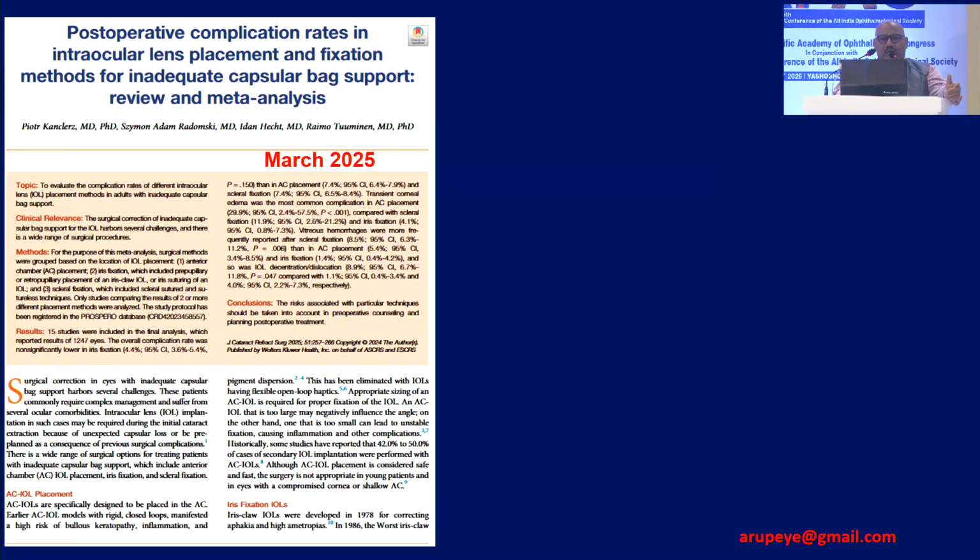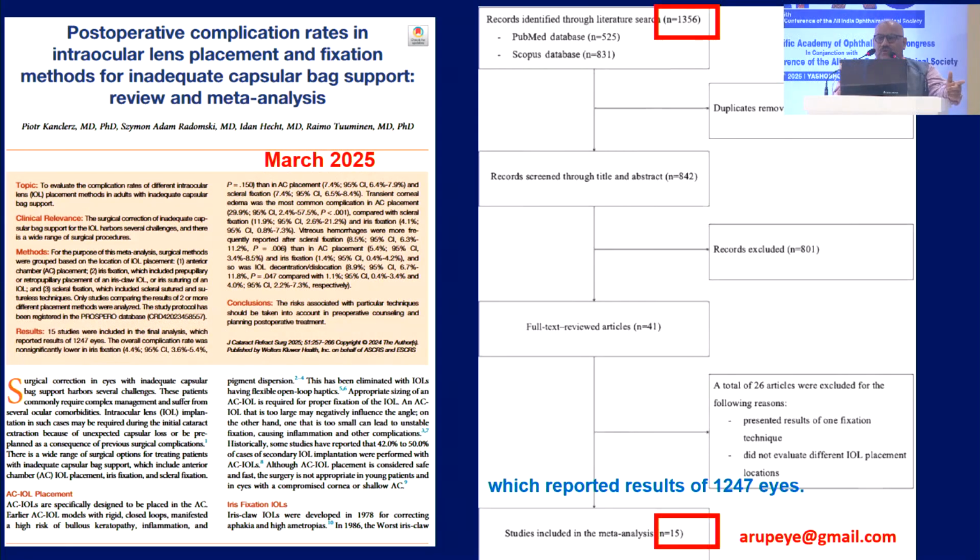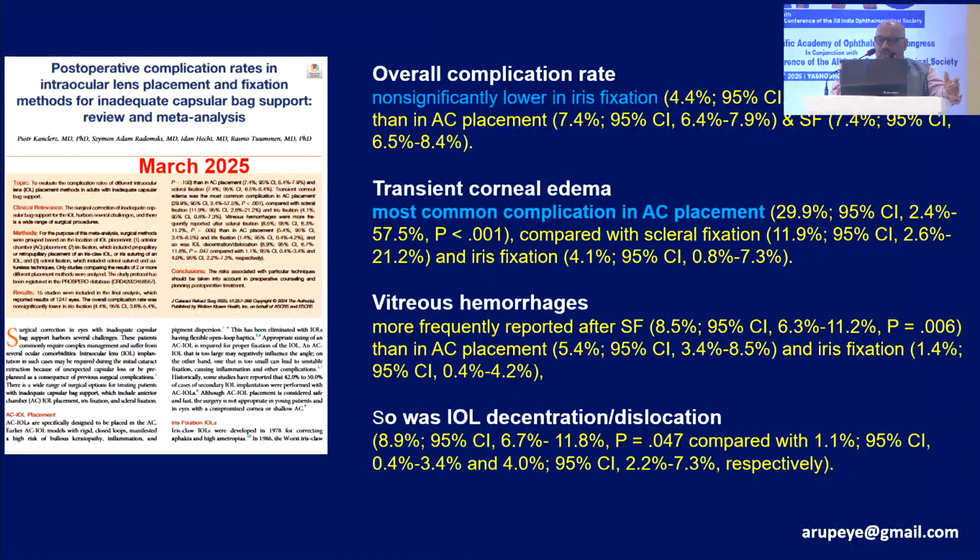This was just recently published in JCRS. It is a review and meta-analysis which actually started out with 1,356 articles, and then it could review only 15 articles. The conclusions I'm showing you say the overall complication rate was non-significantly lower in the iris fixation category. So there is some justification for using an iris fixation lens in complex situations.